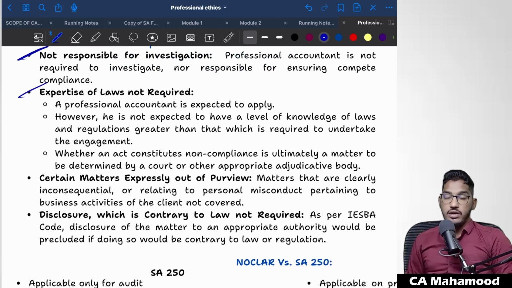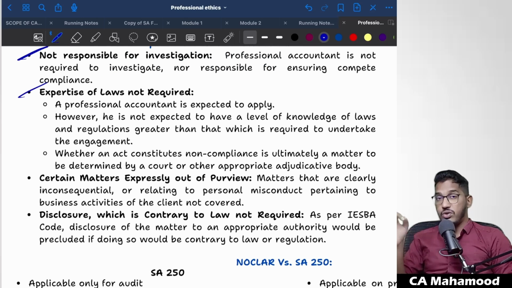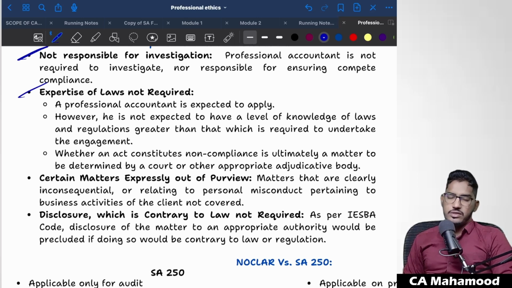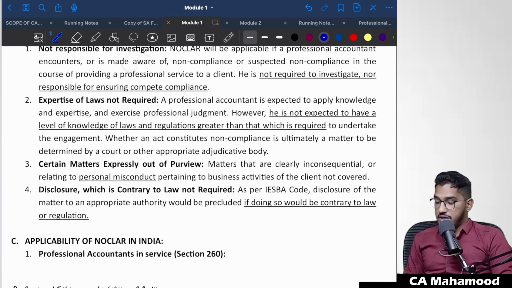Expertise of law is not required. When this code of ethics expects you to report on non-compliances with laws and regulations, does that mean you are supposed to be an expert in the law? Not required. Expertise in laws and regulations is also not required from you. The same thing they say. I think incomplete sentences are here, so let me read it from here. A professional accountant is expected to apply knowledge and expertise and exercise professional judgment.